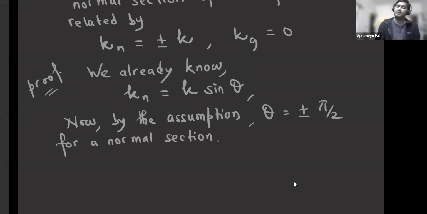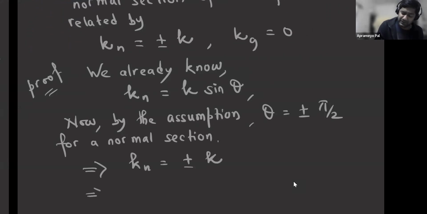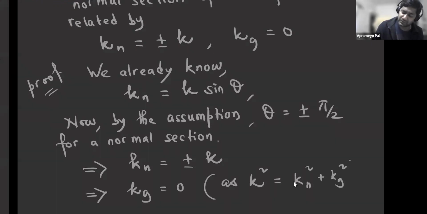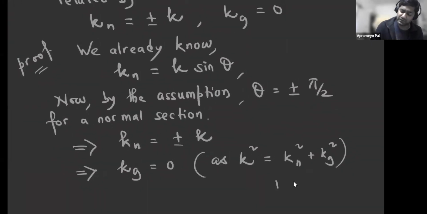That's exactly the definition. And this implies Kn is plus minus kappa. And once the normal section is plus minus kappa, then this gives you Kg is 0. Why? Because if you remember the relation, kappa squared is nothing but kappa n squared plus kappa g squared. So this finishes the proof.